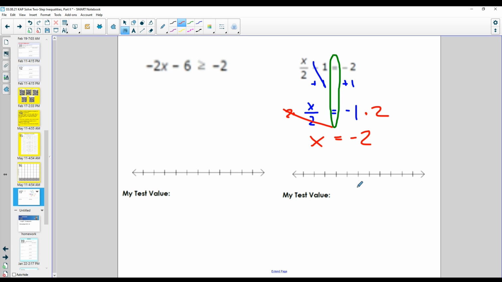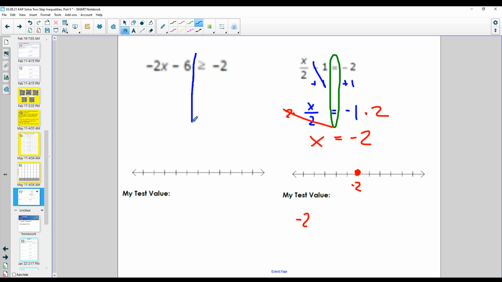To graph this, I put -2, and since it's equal to, I just do a closed dot. My test point will be -2, so let's check my work. -2 divided by 2 is -1. -1 minus 1 is -2. Correct. Now let's do the inequality.